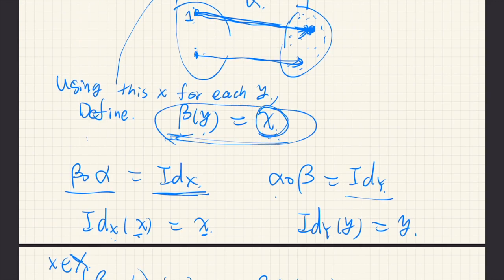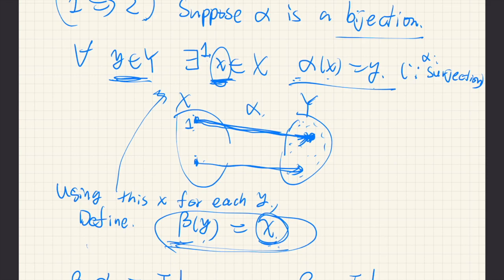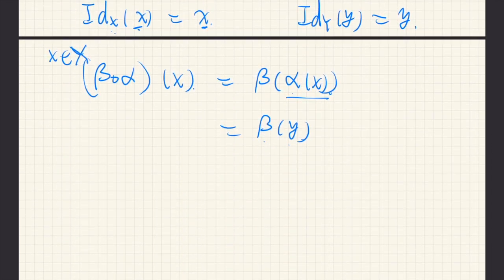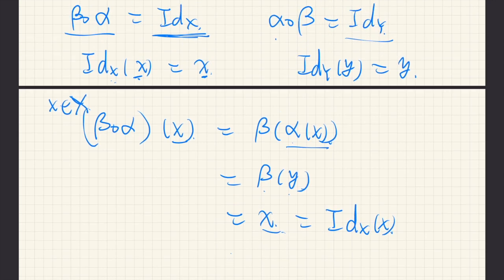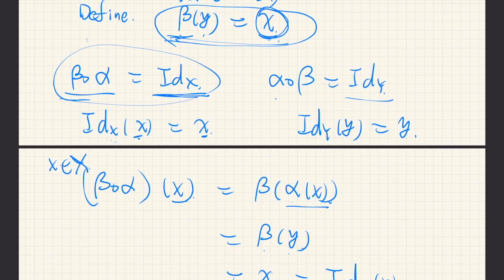So this X is the same as this X. So this gives X. It's the same X. Therefore, this means it's equal to ID of X. So we are done for this part.